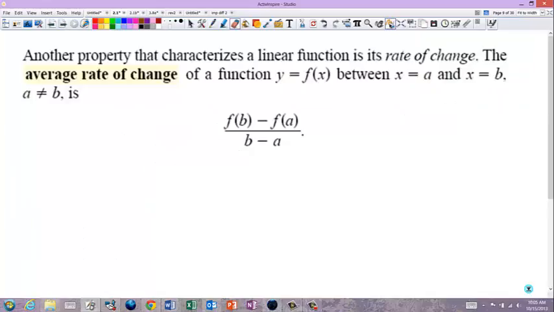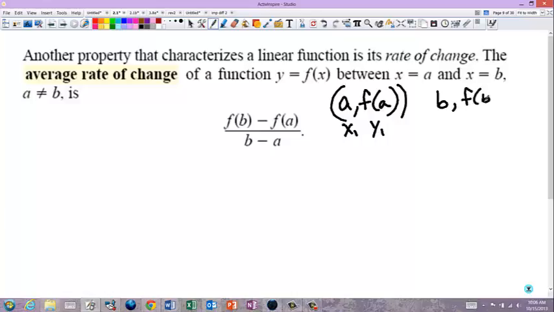Another property that characterizes a linear function is the rate of change. The rate of change, the average rate of change, is defined as f of b minus f of a over b minus a. That's just another way of saying the slope. Because if you had a f of a, that's just x1, y1, and b f of b, that's x2, y2, it's just y2 minus y1 over x2 minus x1. So when you see the word average rate of change, it's just asking you to find the slope.